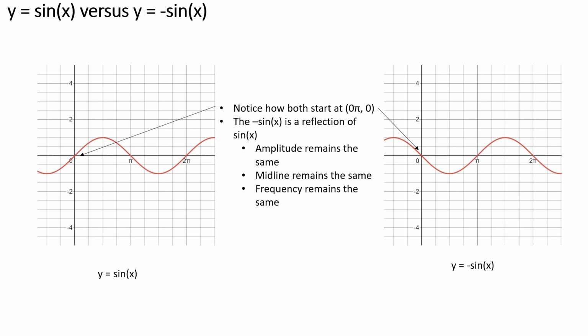Now, I want you to notice some things here. On the left, I have a sine wave. On the right, I have a negative sine wave. Notice they both start out at 0, 0, 0 at the origin. I'm going to explain that in a moment here. The midline's the same. The frequency is the same as well. The only difference is it's actually going backwards around the circle. That's why it's going in a negative direction.